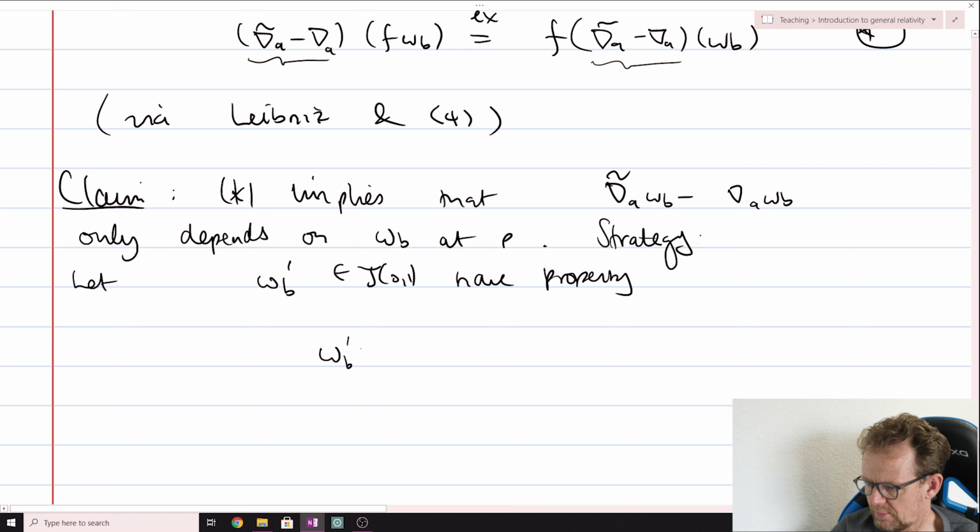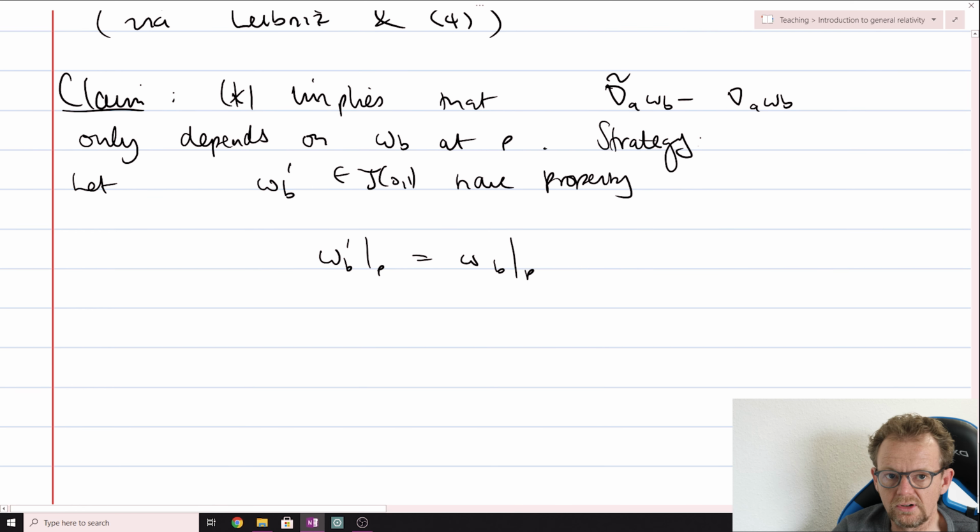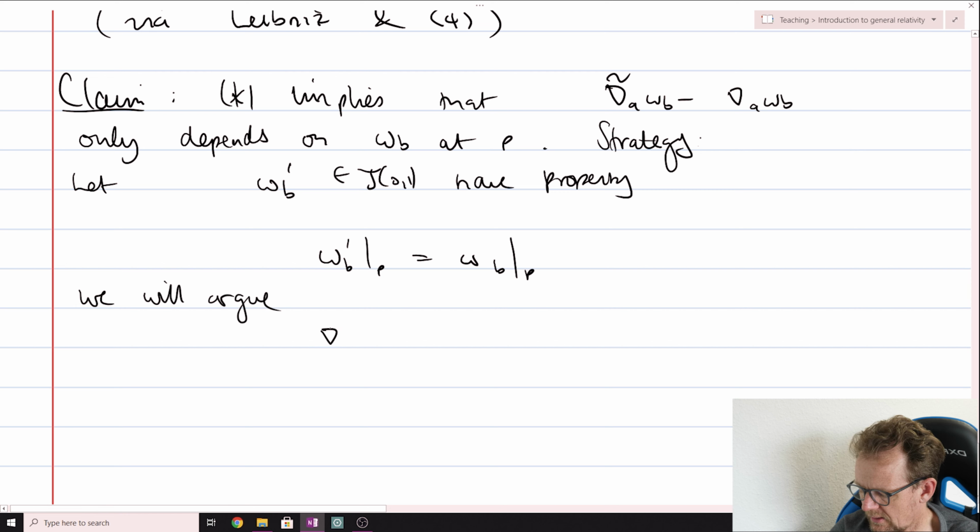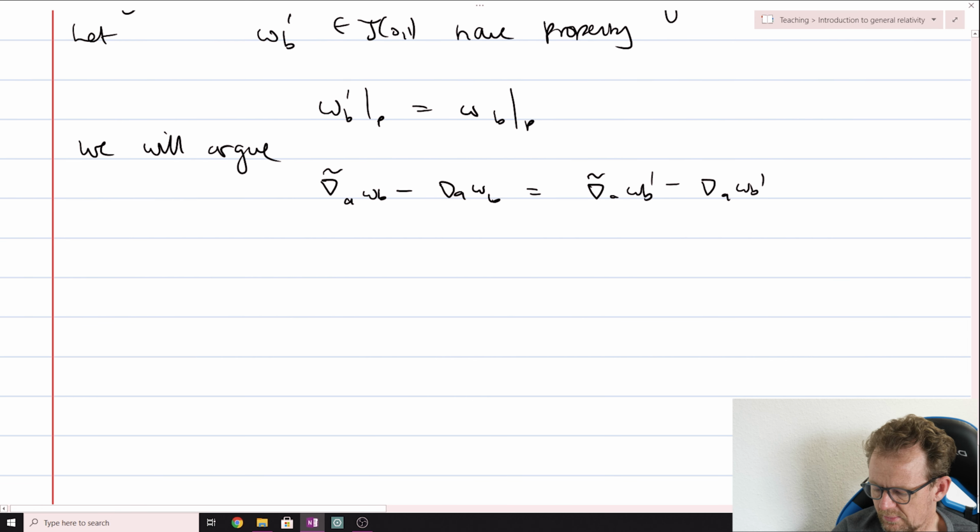So define omega b prime to be just some other dual vector field that, when you look at the point P, is absolutely equal to omega b, but can be arbitrarily different elsewhere. And then we claim, or we will argue, that the difference of these derivative operators applied to these various omegas are in fact equal. Okay, not obvious, but we will prove that. We will argue this.